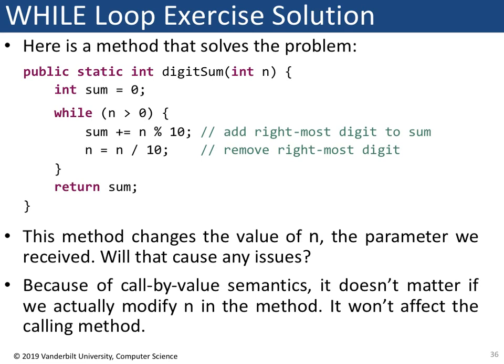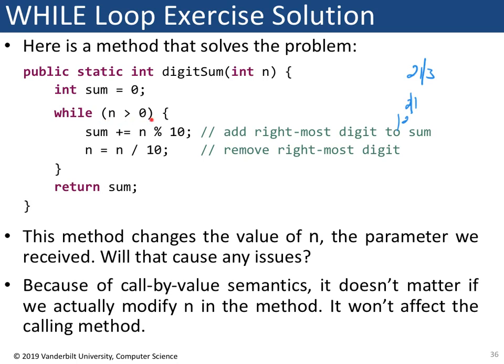So given the number 213, we are going to take 3, add it to sum, and get 3, which will leave us with 21 in n. Then we are going to remove 1, add it to sum, which gives us 4, which will leave us with 2 as n. Then we'll take 2, add it to sum, which will give us 6 in sum. And now the value of n is 0.